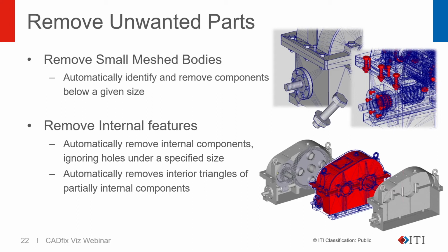Secondly, removing internal features. As you can see on the gearbox here on the right, there's a lot of complex CAD on the inside of that. Those gears will require lots of triangles to mesh. So we can automatically identify and remove internal components, ignoring holes under a specified size. And this automatically removes interior triangles of partially internal components as well. On this gearbox, there's a shaft extending from the inside to the outside in the bottom left. We've retained the end of that shaft, but we've removed all the triangles on the inside to ensure that we're minimizing that triangle count as much as we possibly can.